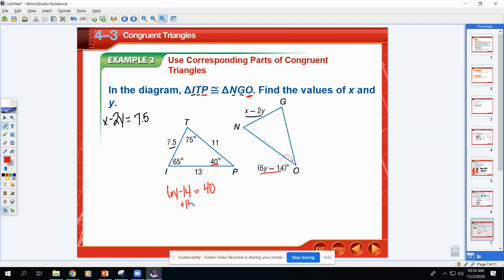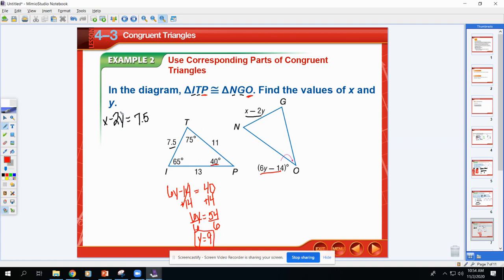Let's go ahead and solve this for y. So we're going to add a 14 to both sides. This is going to be 6y equals 54. And then we're going to divide both sides here by 6. And we are going to get y is equal to 9. Okay, y is equal to 9. So there's one of our answers.